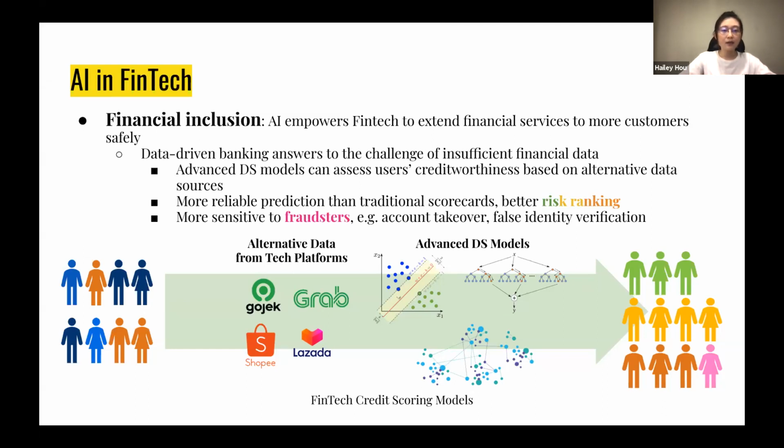Also, AI models are more sensitive to fraudsters. I mentioned account takeover and false identity verification. If I am a fraudster and I'm going to play with the system, the easiest way is that I'm not going to show you my real identity. So I'm going to have a fake one. I will Photoshop one and submit. Nobody is going to know, but AI is going to catch that.